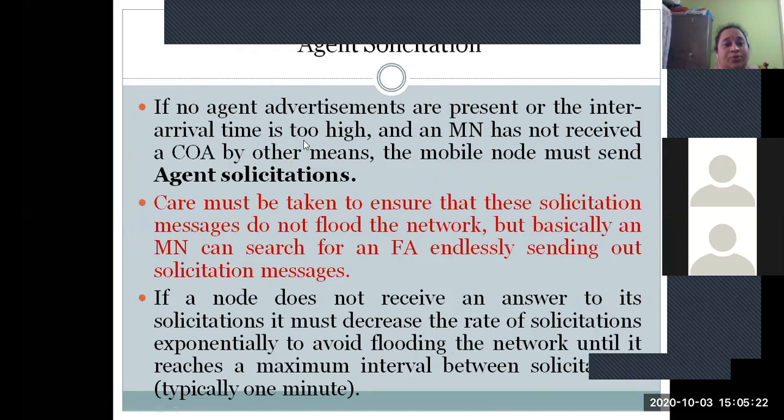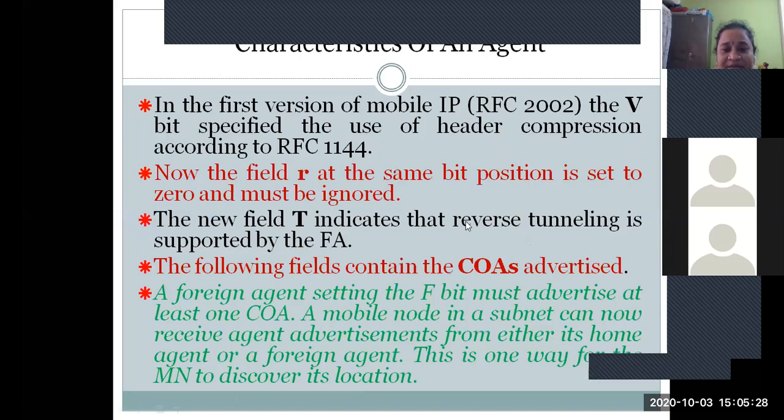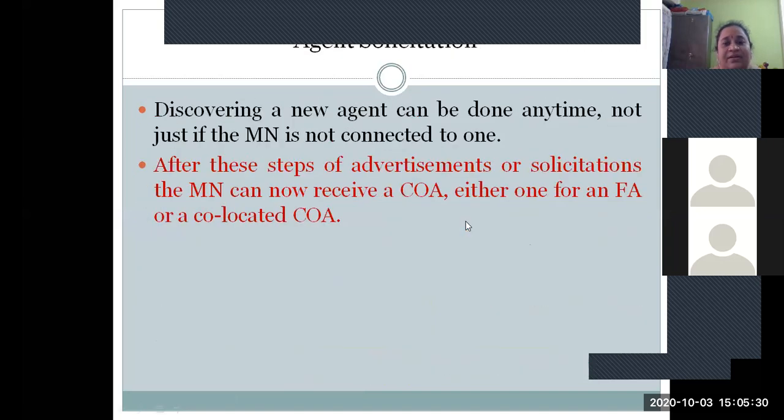Right. So we'll be discussing the agent solicitation, and we'll also review this agent advertisement in the next class. Right.